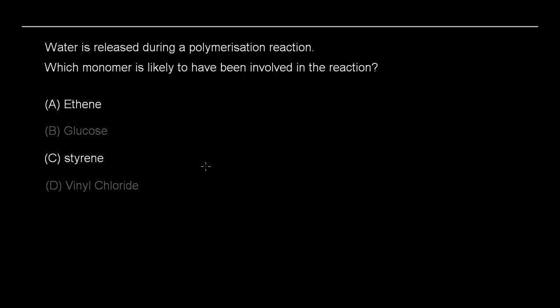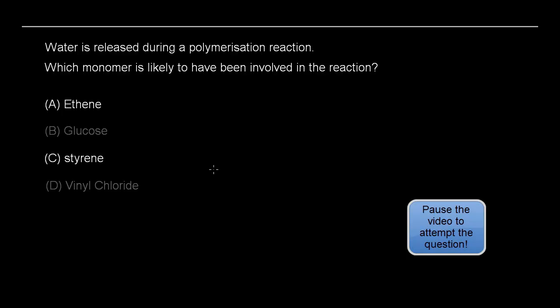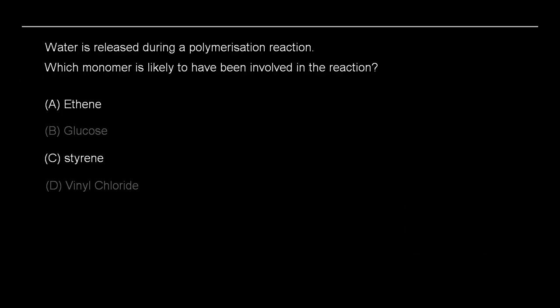Again, I'll read it and then you get 5 seconds to pause the video and try it yourself. Water is released during a polymerization reaction. Which monomer is likely to have been involved in the reaction? A. Ethene, B. Glucose, C. Styrene, D. Vinyl chloride. Right, so I'll answer the question.